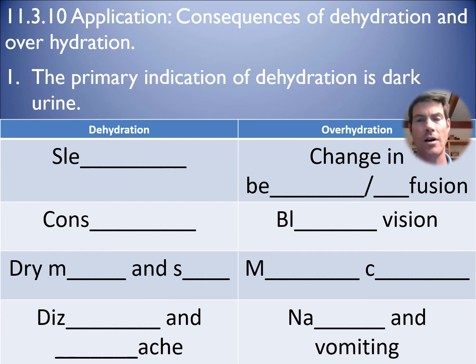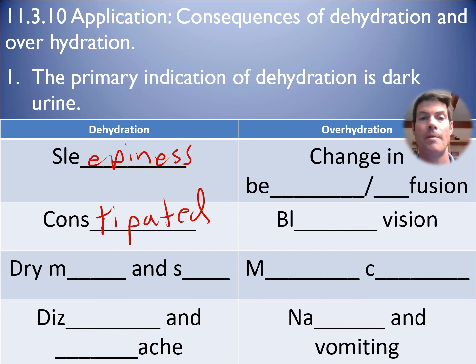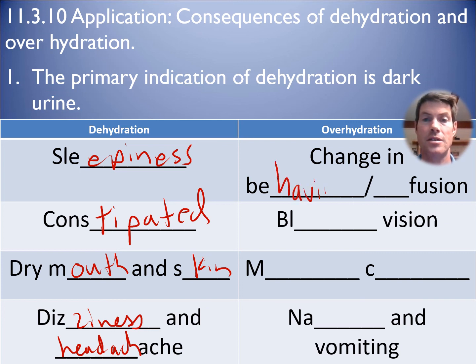So drinking too much water, not enough, both are problems. If you're dehydrated, you might be sleepy, or say sleepiness. You also might be constipated. Yes, so watch out. That's pretty common. Kids or people who are constipated are often not drinking enough water. Dry mouth, your skin is dry, dizziness, and headache. All signs of dehydration.